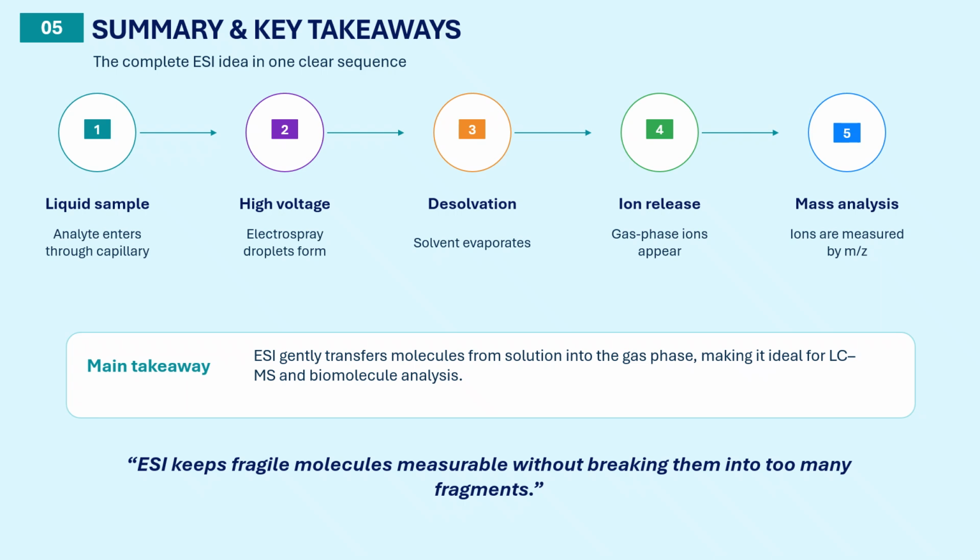Step 2. High voltage. A high voltage is applied to the capillary. This creates charged droplets from the liquid solution. Step 3. Desolvation. The solvent evaporates from the droplets, shrinking them and increasing charge density. Step 4. Ion release. Gas phase ions are released from the droplets. These ions are now ready for detection.